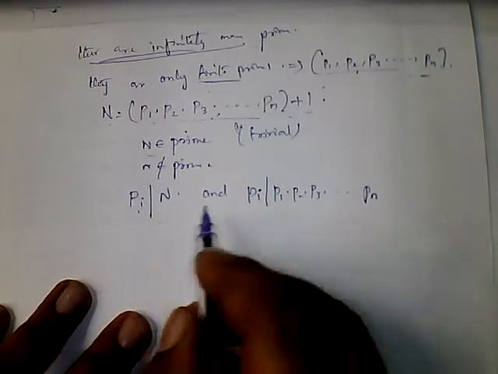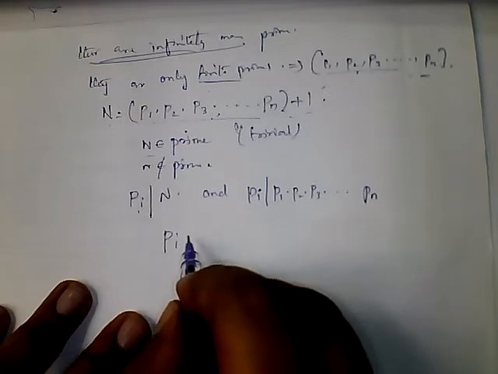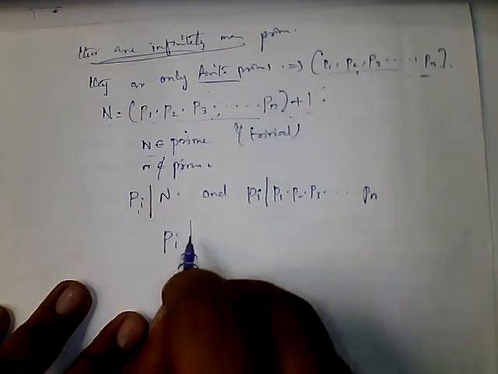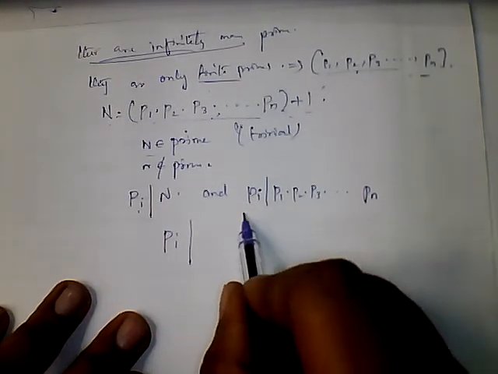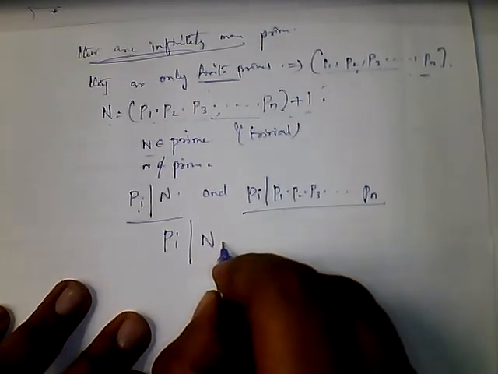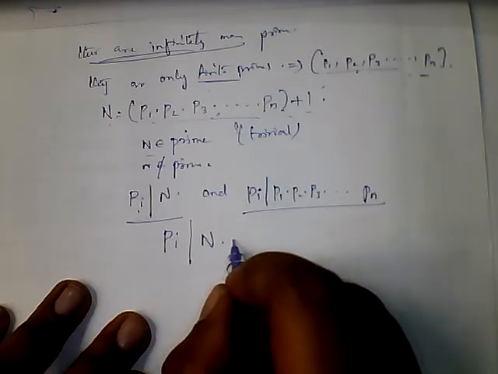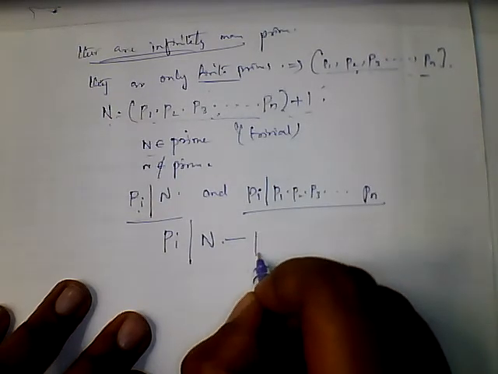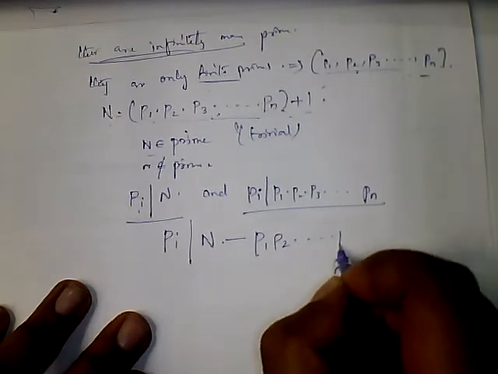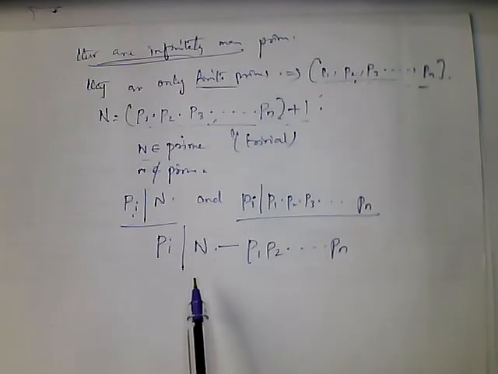So that implies pi divides a linear combination of these two. That is what we have seen. Pi divides this part right over here and this part right over here, so pi divides n minus p1, p2, and so on up to pn. There is also one proof I missed explaining.